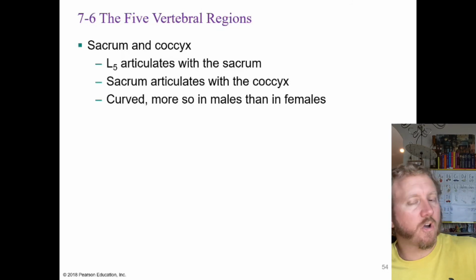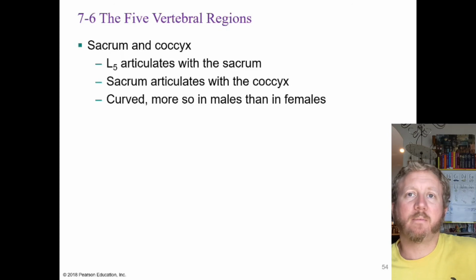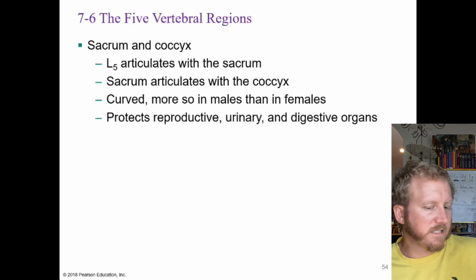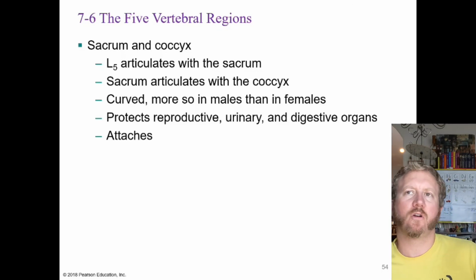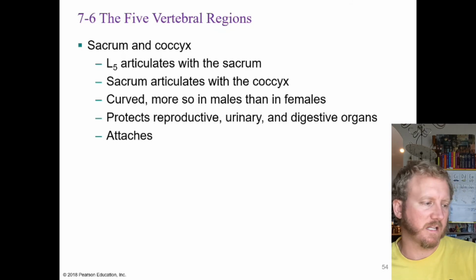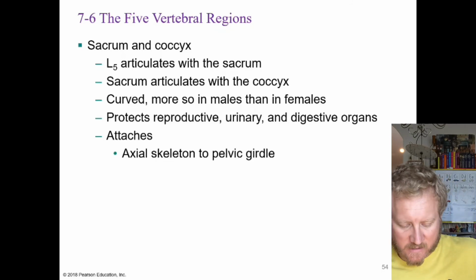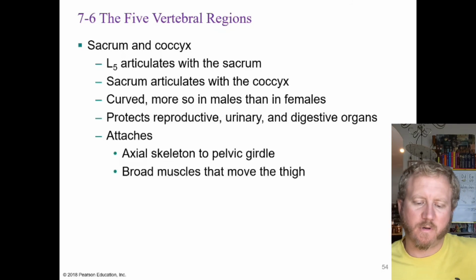The sacrum is curved. Now, it's more curved in males than in females. In females, we don't want it to be curved so much because that impedes the baby's progress through the birth canal. It attaches to the axial skeleton. It attaches the axial skeleton to the pelvic girdle, which is technically part of the appendicular skeleton. And it attaches to broad muscles that move the thigh.